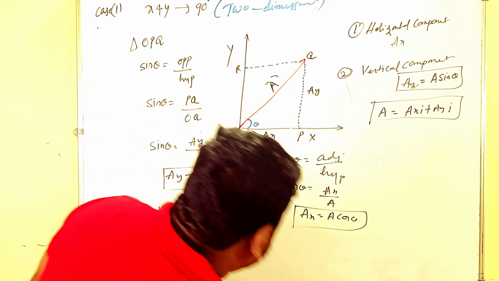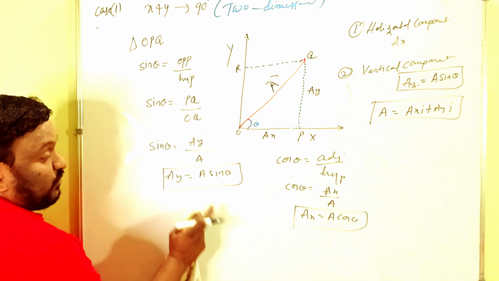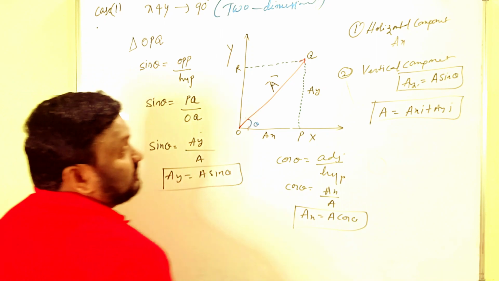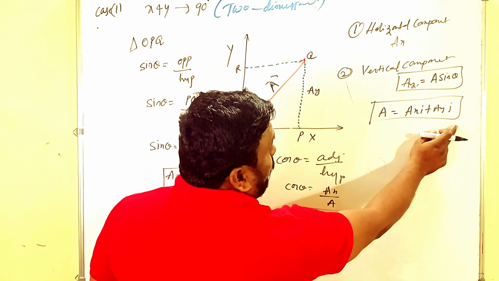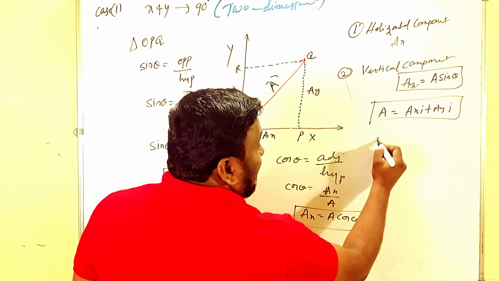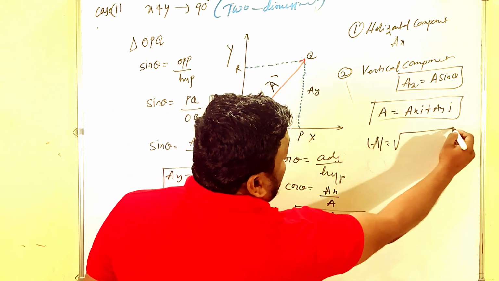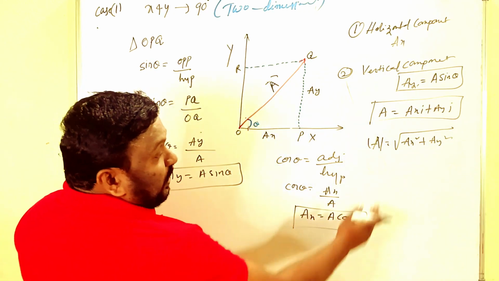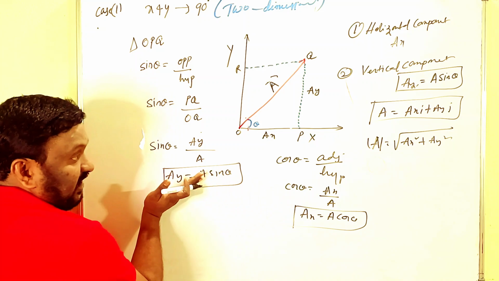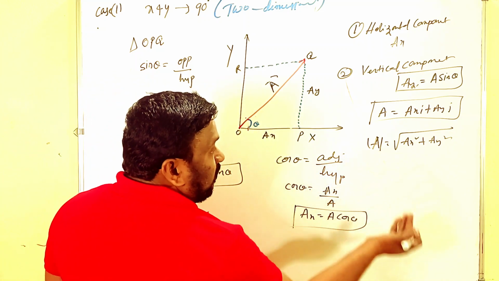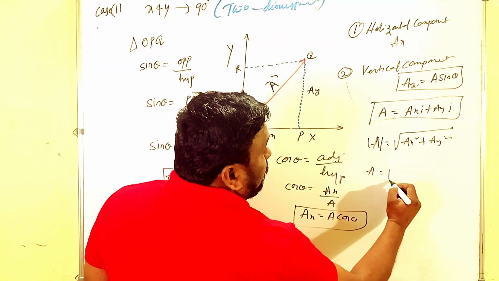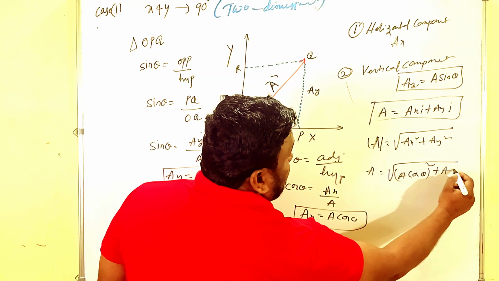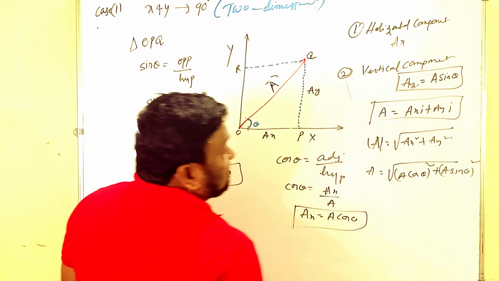So in this case, now you have to check: if you combine these two, will you get the same vector again or not? Let's check. Here A is equal to AX i plus AY j. Now the magnitude, what do I write? Mod of A is equal to the square root of AX square plus AY square. Now you have to substitute the values of AX and AY. Let's check. A is equal to the square root of A cos theta whole square plus A sin theta whole square.